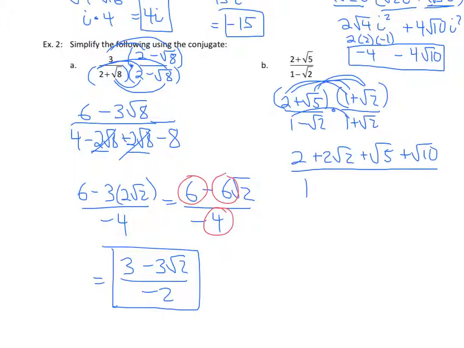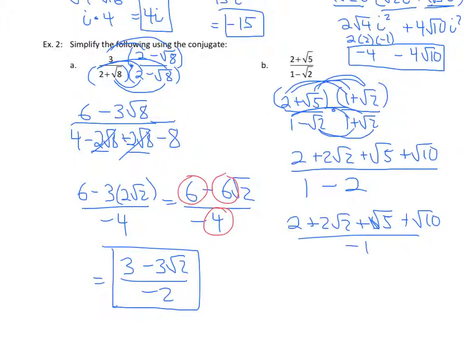If you want to, you can skip your outside terms and your inside terms because we know they're going to cancel. So I'm not even going to write them because I know that they're going to cancel out. And I'm just going to multiply my last terms. Negative radical 2 times positive radical 2 makes negative 2. So then on the bottom, we just get a negative 1. So we get 2 plus 2 root 2 plus radical 5 plus radical 10 over negative 1. And a simpler way to write this would be to divide everything by negative 1.